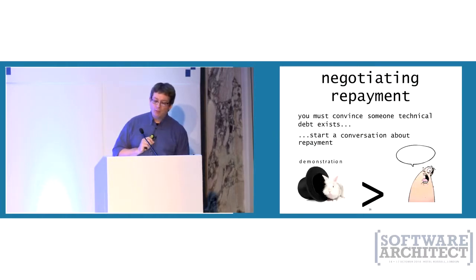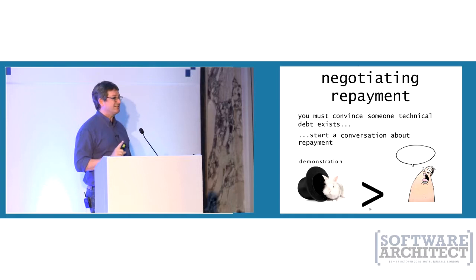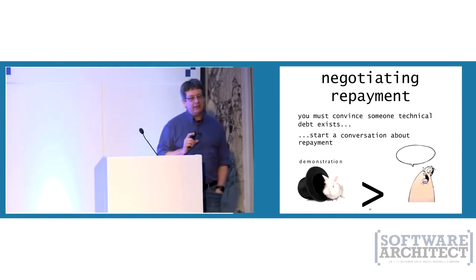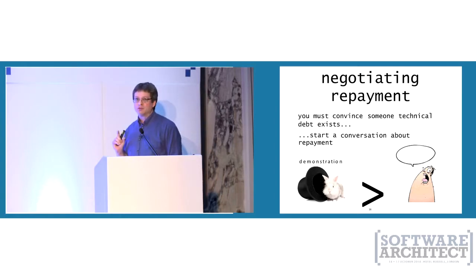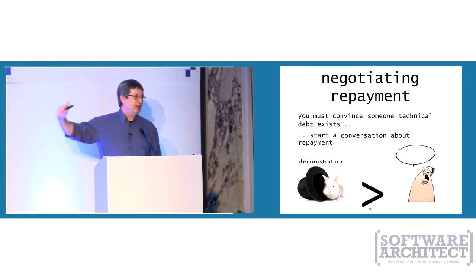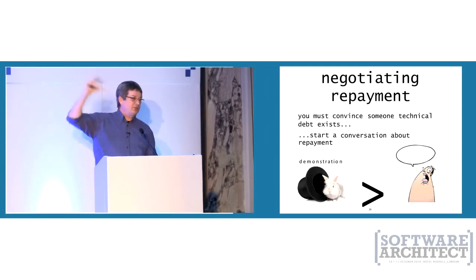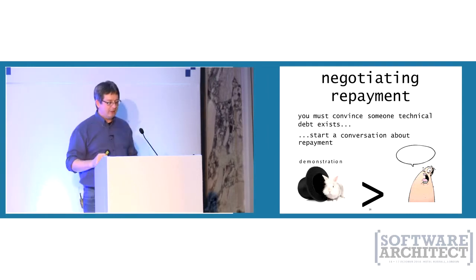The real problem with technical debt is not its existence, because just like regular debt it is not inherently a bad thing. The problem is, as developers, we're really terrible at negotiating repayment. And this is the real skill that we need to hone, not dodging technical debt, but getting payment.